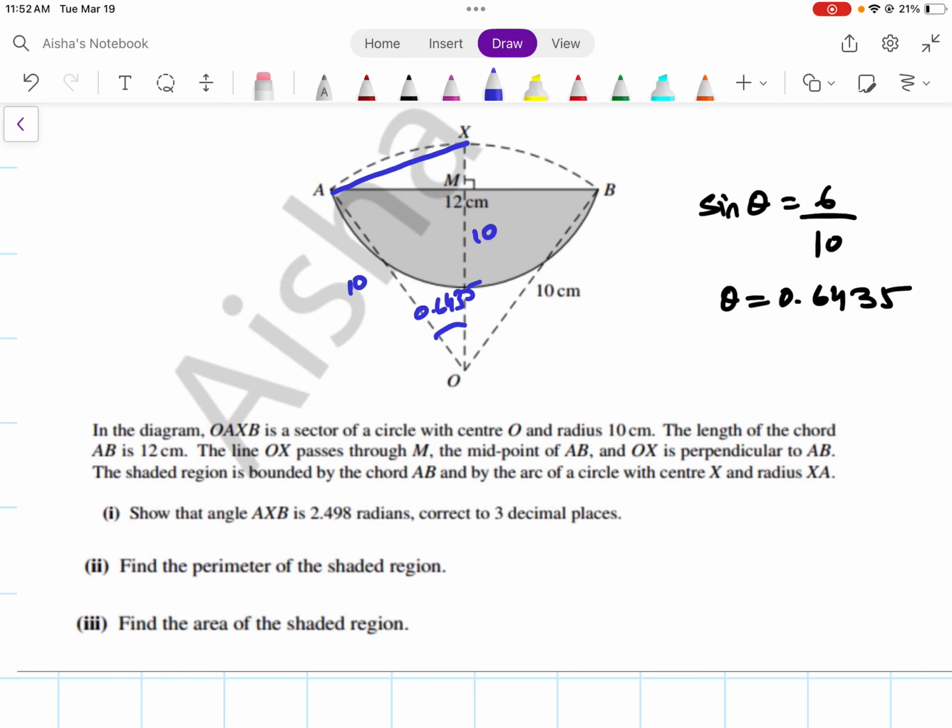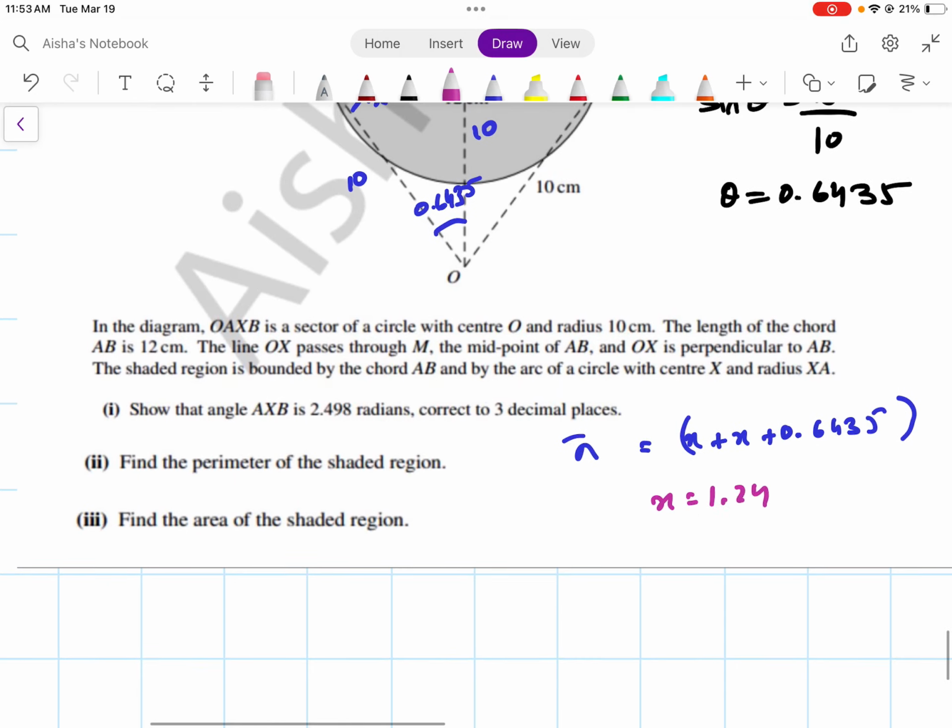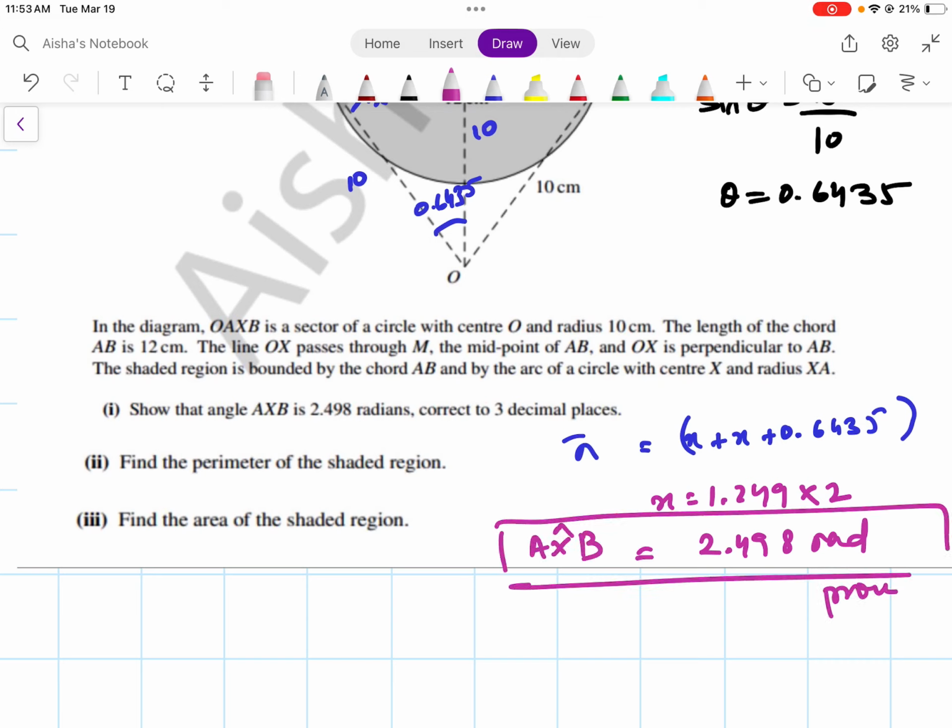Okay, this is 10, this is also 10. So I can say this angle and this angle will be equal. Now x plus 0.6435 will be equal to pi. 1.249. So this angle becomes 1.249. This angle and this angle will be equal. 2.498 radians is angle AXB. So this is proven.